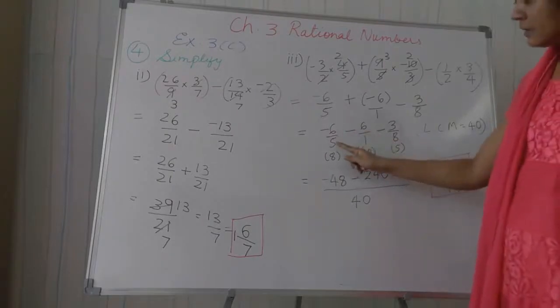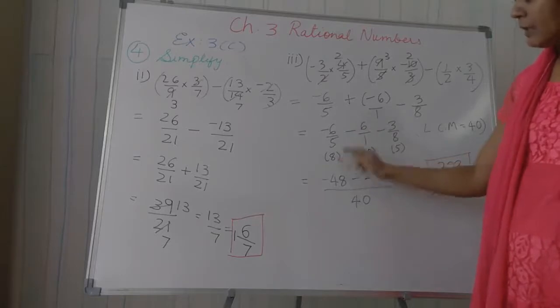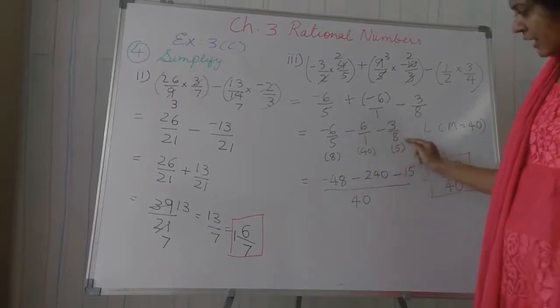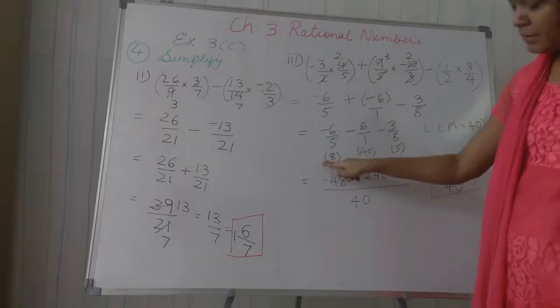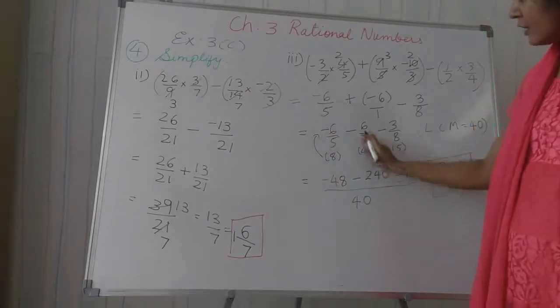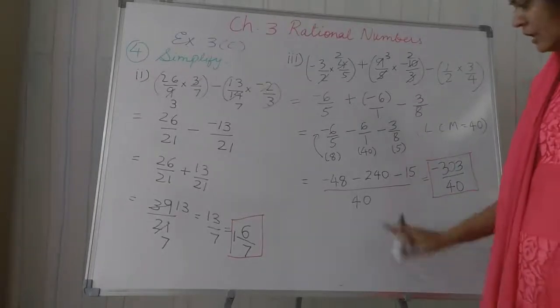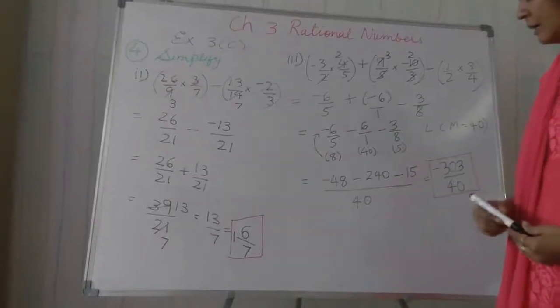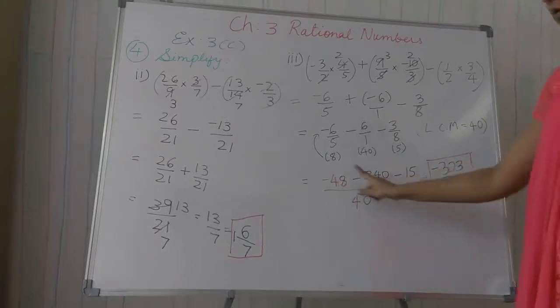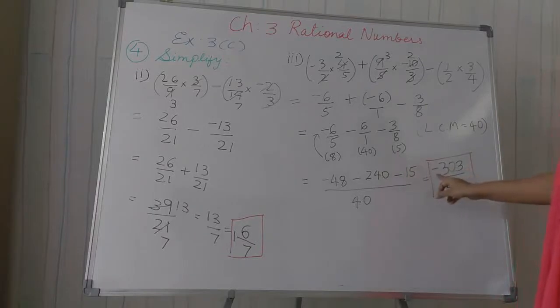Now, to make the denominator 40, I have to multiply here by 8, here by 40 and here by 5. And the same numbers we multiply in the numerator: 8 6s are minus 48, 40 6s are minus 240 and 5 3s are minus 15, divided by 40. And then we add all of them because all of them have the same negative sign. So we add them up to get minus 303 divided by 40.